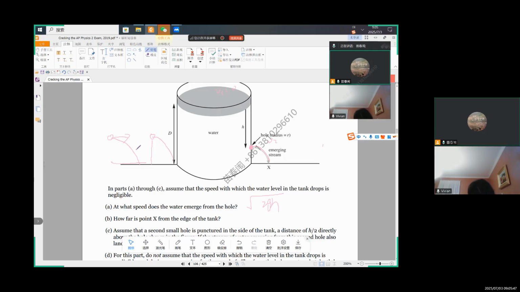Projectile basically, right? Oh yeah, it's kind of like projectile. And if it's not projectile, we can't really do this. I don't think we can do this if it's not projectile. So if it is projectile, how do you do it?